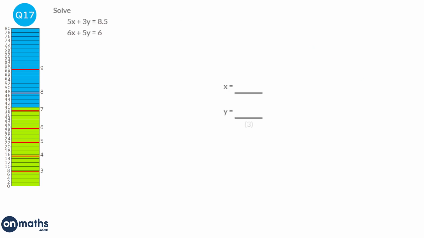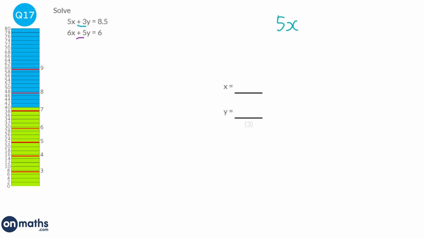So we can see with this simultaneous equation, we've got the coefficients of the x being different and the coefficients of the y being different. So we're going to focus on making sure that the coefficients of the y, the 3 and the 5, are the same. So we've got to figure out the lowest common multiple of 3 and 5, which is going to be 15. And so I've got to make them both 15.